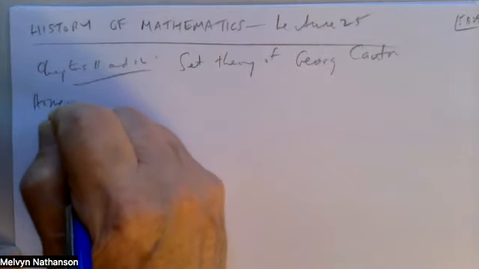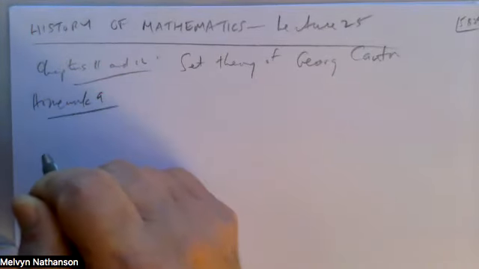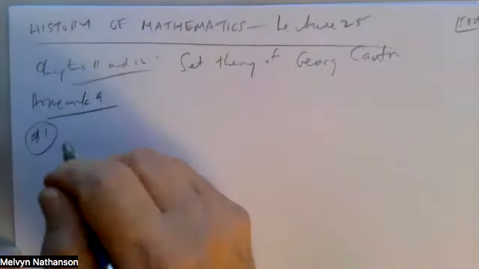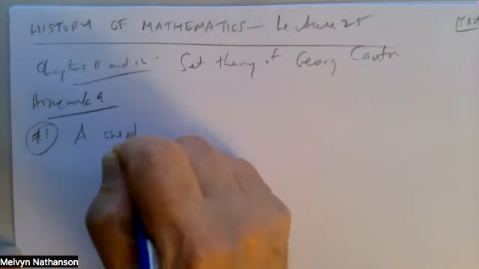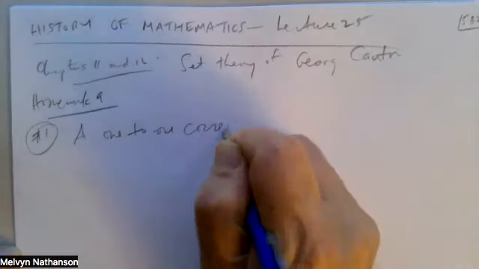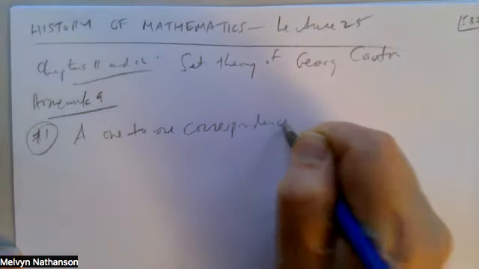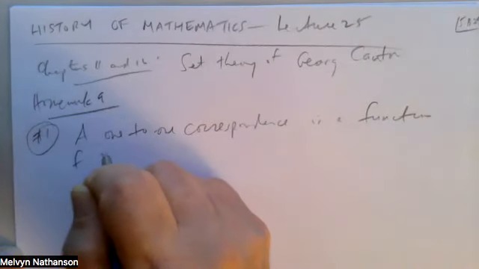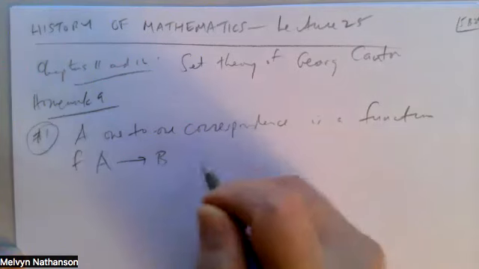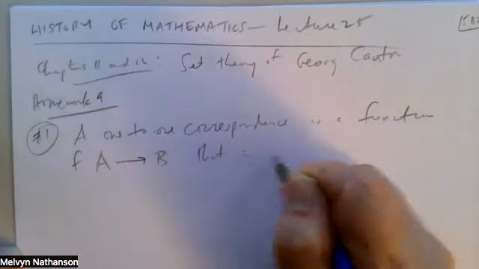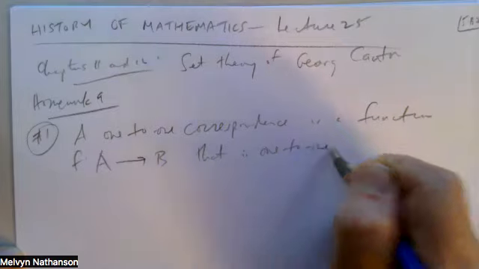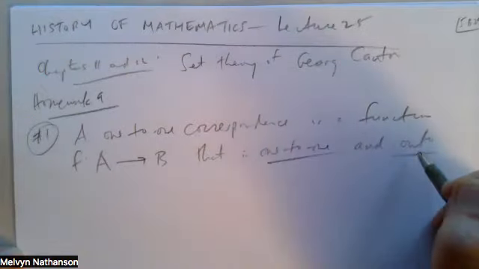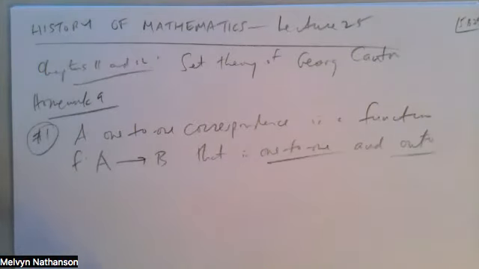If not, let's look at homework 9, number 1. And number 1 is to define a one-to-one correspondence. So a one-to-one correspondence is a function, let's call it f, from a set A to a set B that has two properties. It's one-to-one and it's onto. So you have to know what these two words mean.